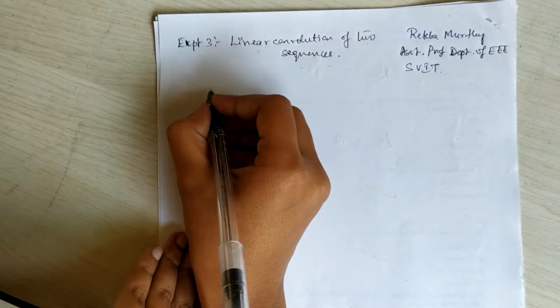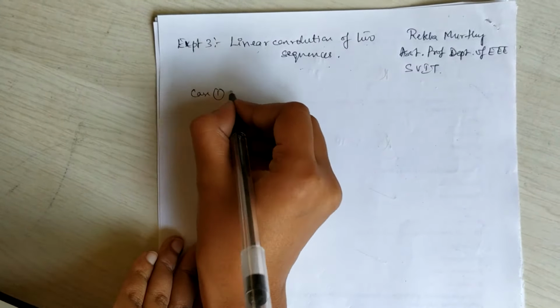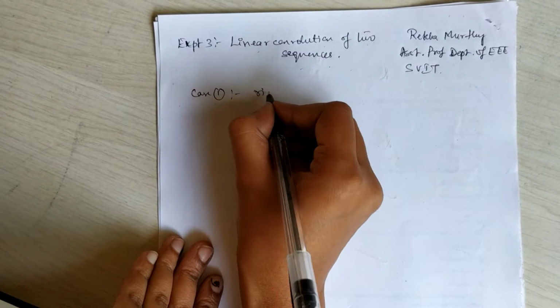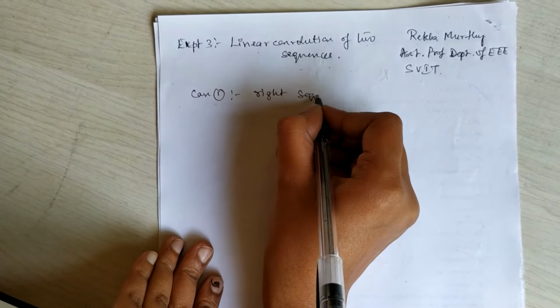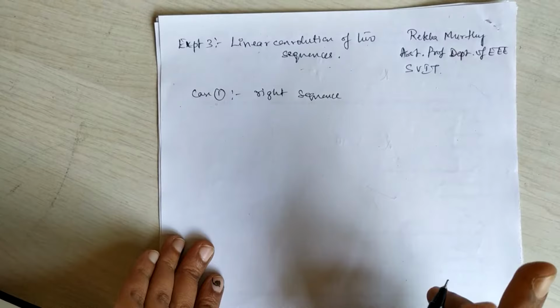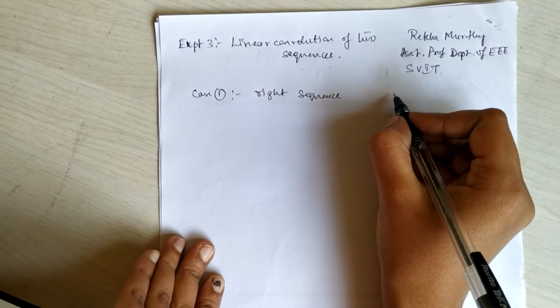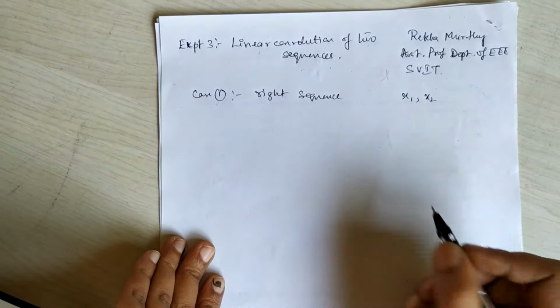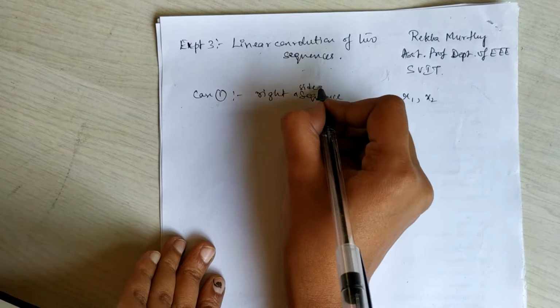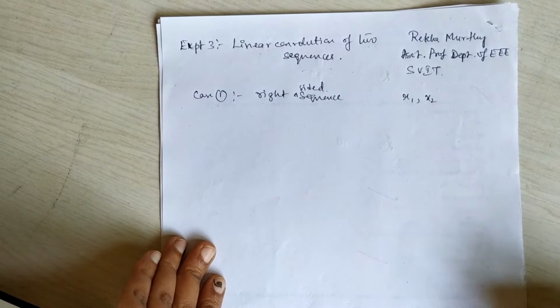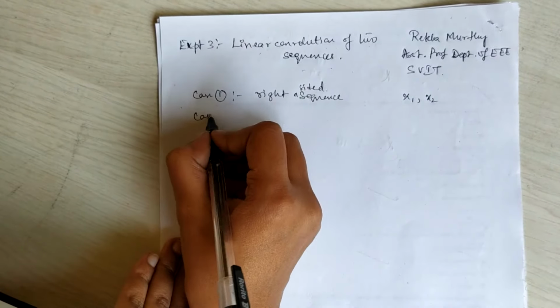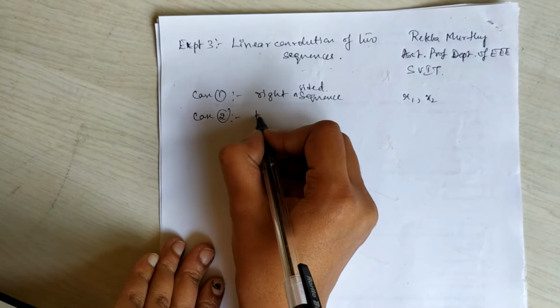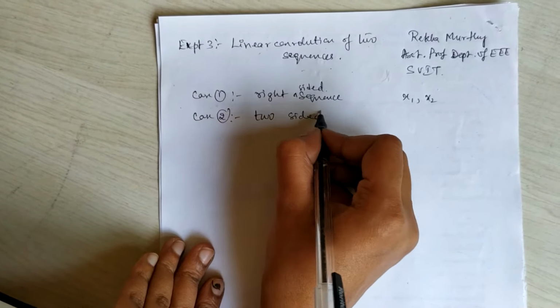Okay, so in this linear convolution we are going to solve for two different cases. The first case will be for the right sided sequence. We are going to provide two sequences, x1 and x2, and both the sequences will be right sided. And the second case will be related with the two-sided sequences.